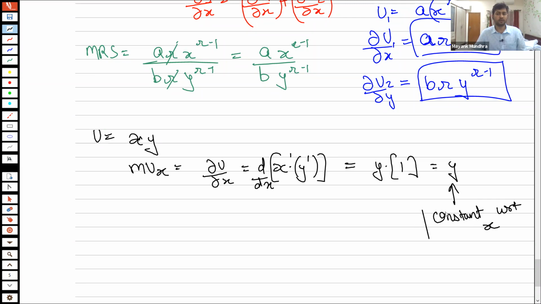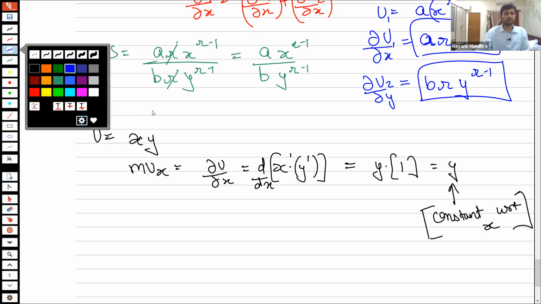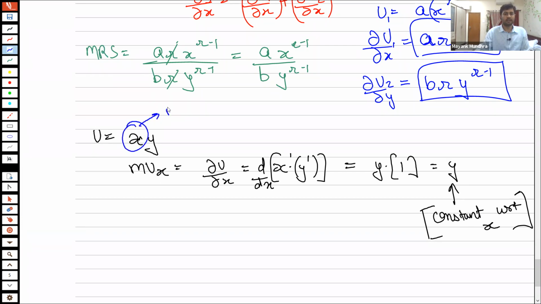Why do I call it constant with respect to x? The idea is, suppose that good x is ice creams and good y is chocolates.